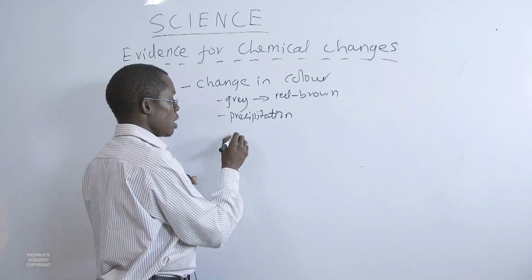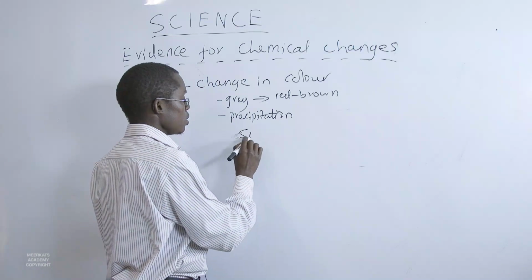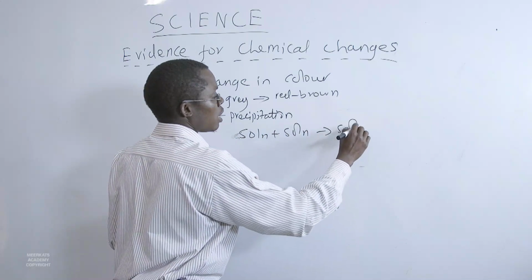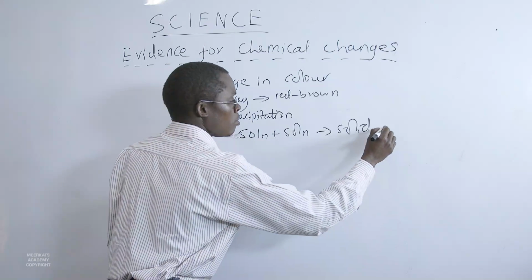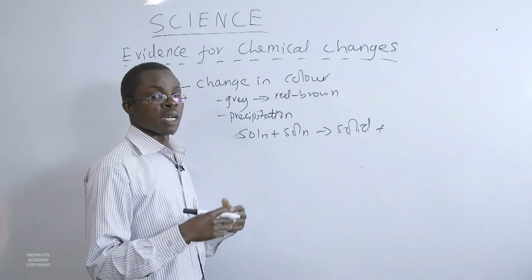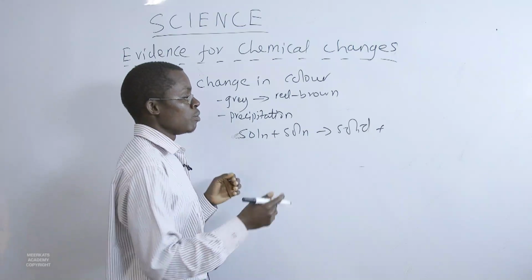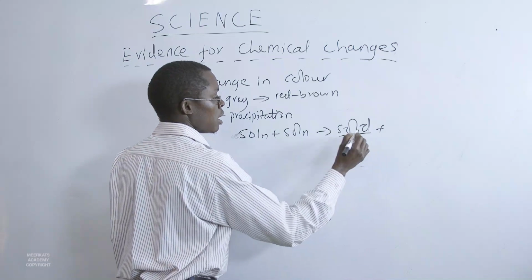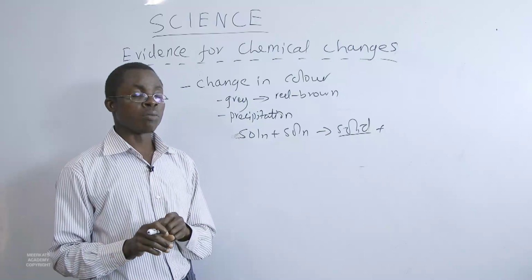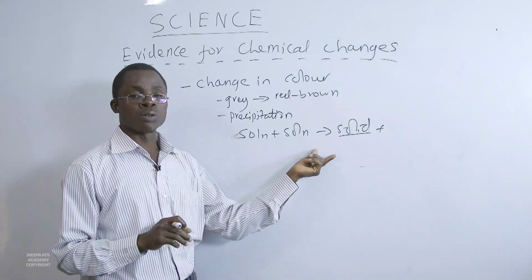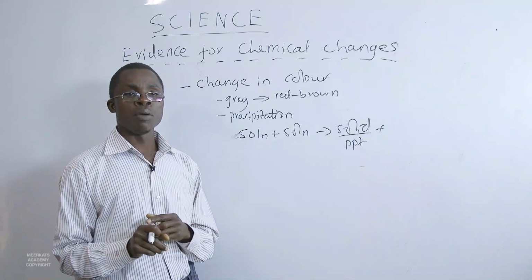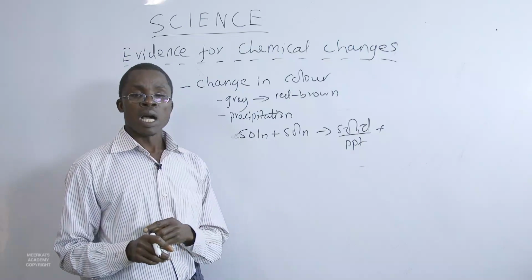So we are seeing a solution plus a solution giving us a solid. It will also form other products. That product can be in solution form, gas, or liquid form, but the most important part is the solid part that will have been formed. This solid part that has been formed from two solutions is what we call a precipitate. In short, we write it as PPT. We call it a precipitate.